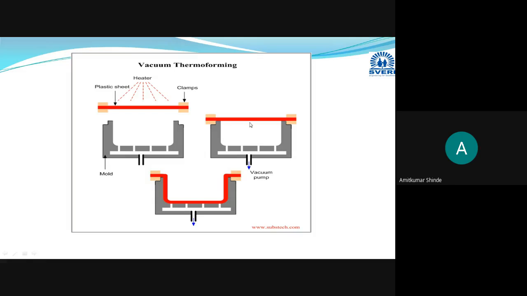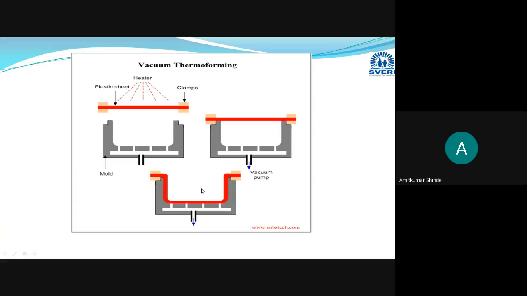And as this sheet is heated, it is soft in nature. Due to the pressure, when you are taking the air out from the bottom side with the help of a vacuum pump, a force is created. Due to that force, this thin sheet will get forced against the walls of this mold, in this shape or in this way. And after sufficient cooling, you will end up with your final product.